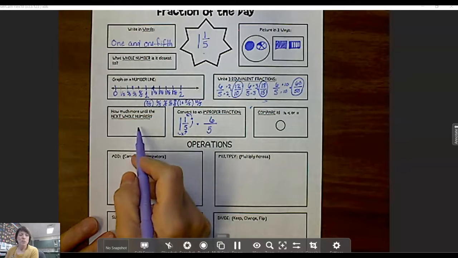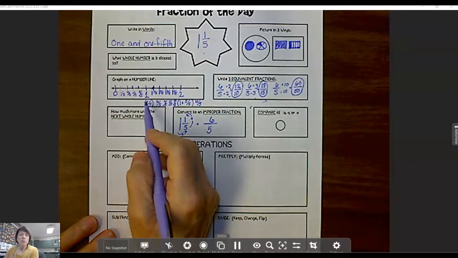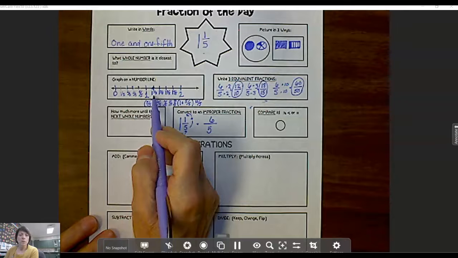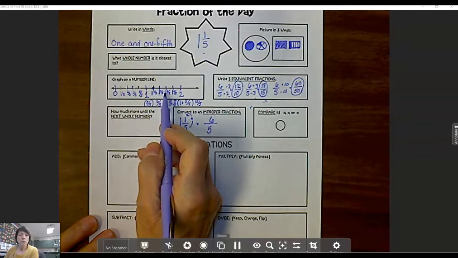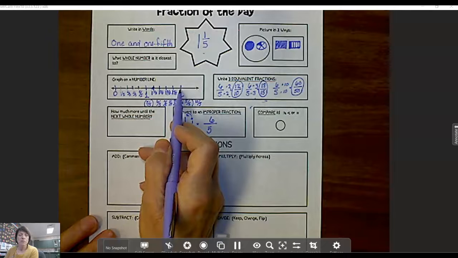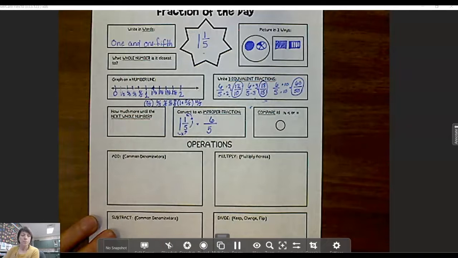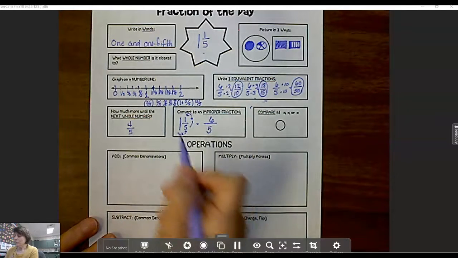All right, now how much more until the next whole number? So we're at 1 1/5 here. So it'll be 1/5, 2/5, 3/5, 4/5 until the next whole number. All right, so I wrote my 4/5 there.